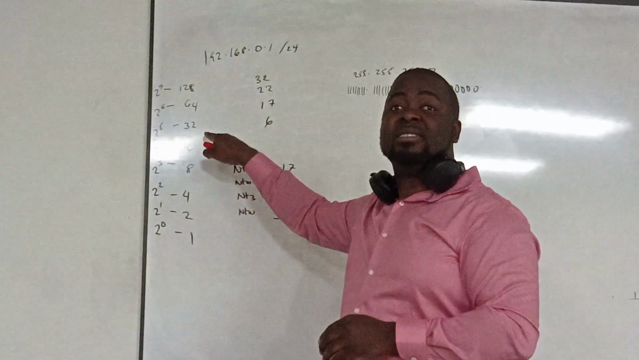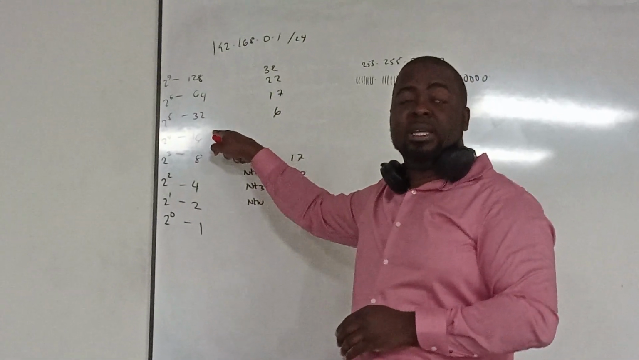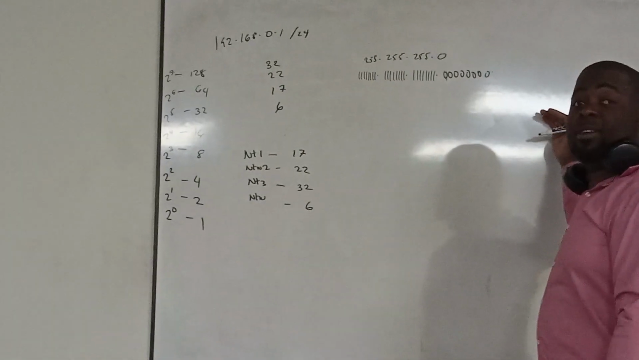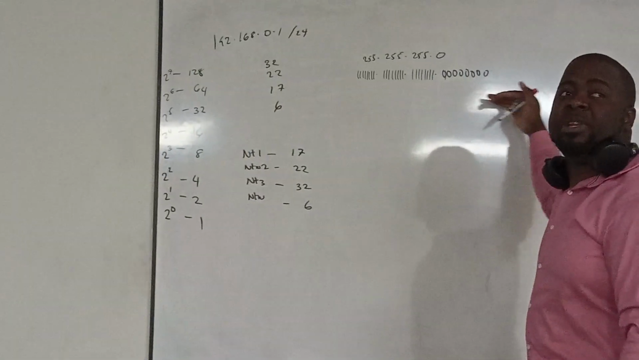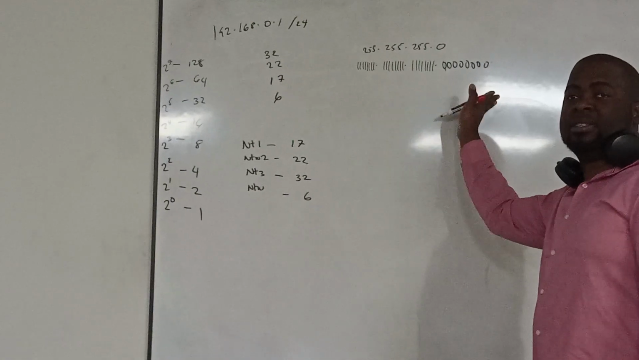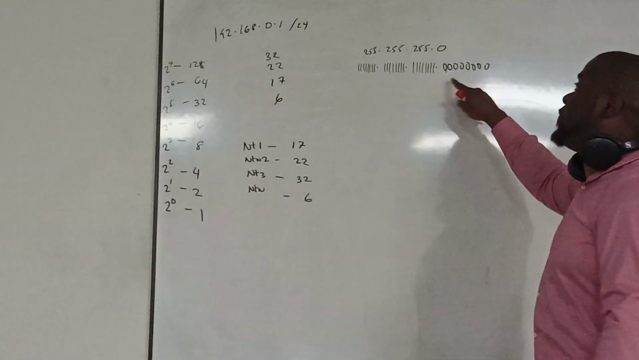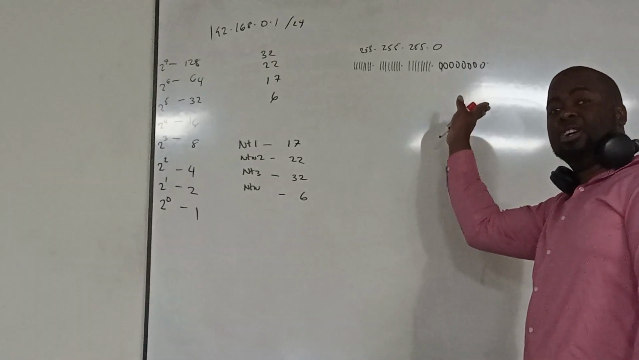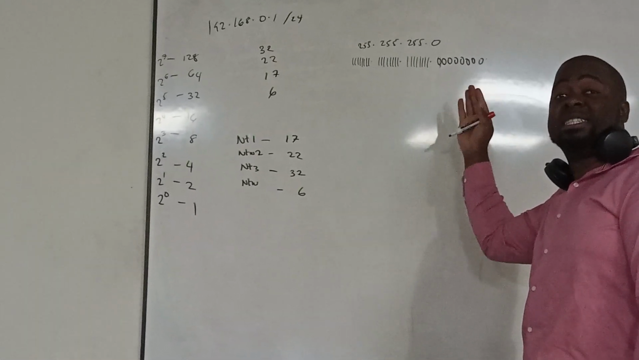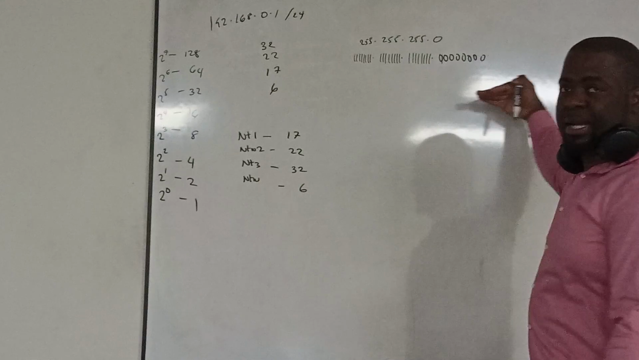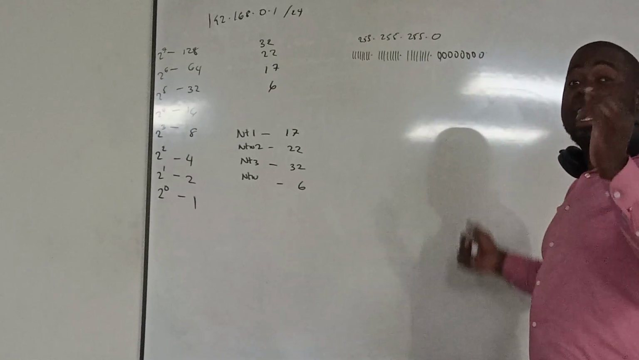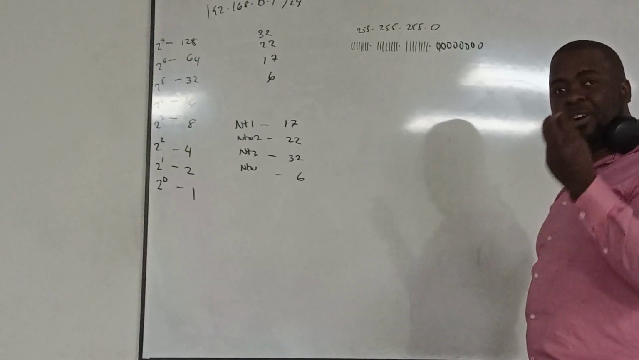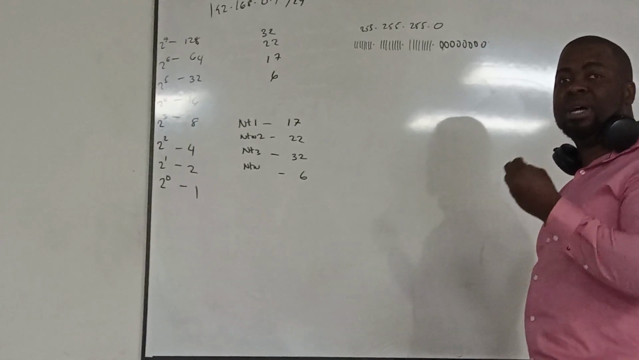5 satisfies 32 addresses. Previously we were doing it this way, going from here to here. I said look for where you have 1 and start counting from there. But this time around, we are coming from the back. I need to borrow 5 bits from the host in order to be able to satisfy 32 addresses.